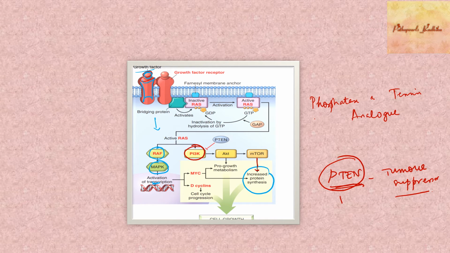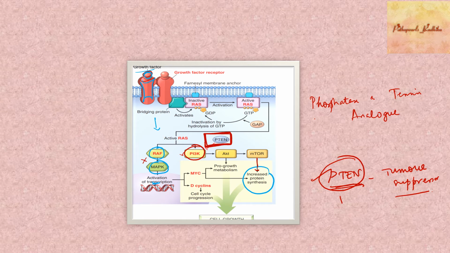So when you want to stop the cell growth, what can happen? You can suppress either your MAP kinase or phosphatidylinositol 3 kinase pathway. That's what your PTEN gene does. The normal function of the PTEN gene is to inhibit one of the signaling pathways which lead to cell growth. So growth is inhibited, and it prevents the development of tumor. That's how PTEN exerts its tumor suppressor action, and it's a phosphatase and tensin analog.